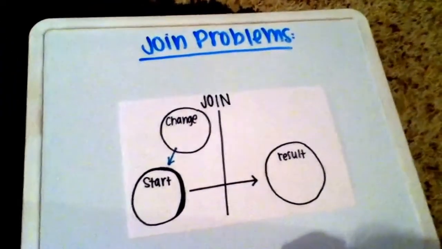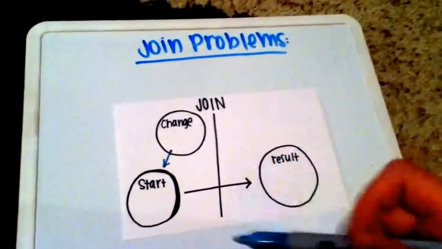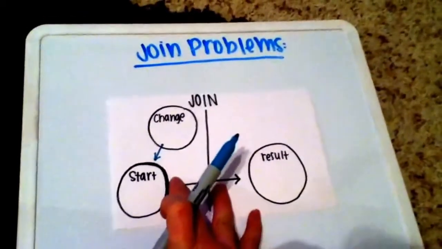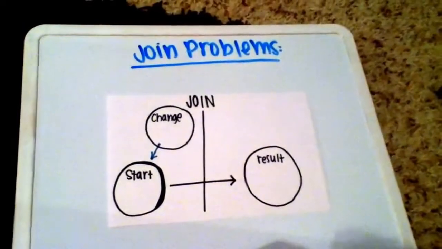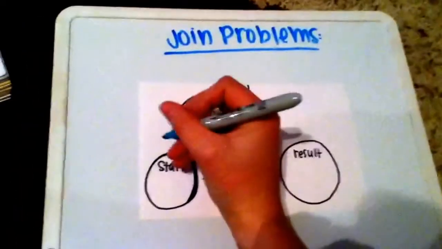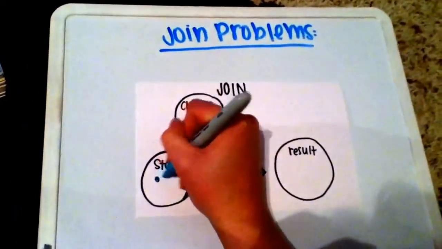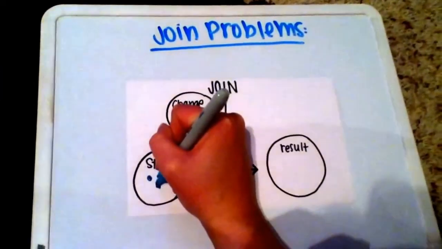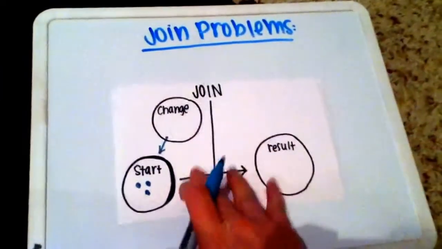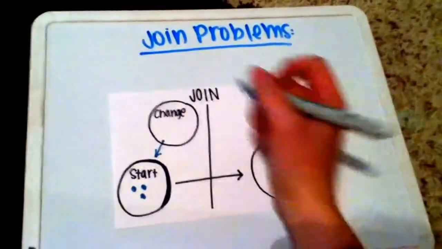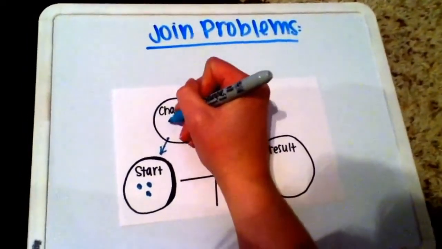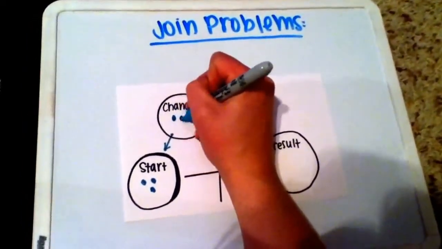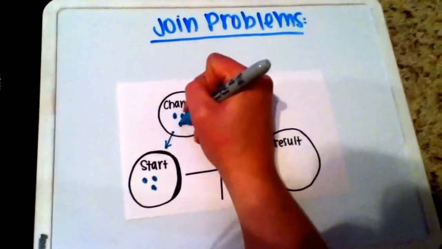Now we're going to do an example using this join structure diagram. And so let's say that Molly had 3 cookies. So Molly is starting with 3 cookies. So we have 1, 2, 3. Now let's say Billy is going to give Molly 5 cookies. So the change right here is going to be 1, 2, 3, 4, 5.